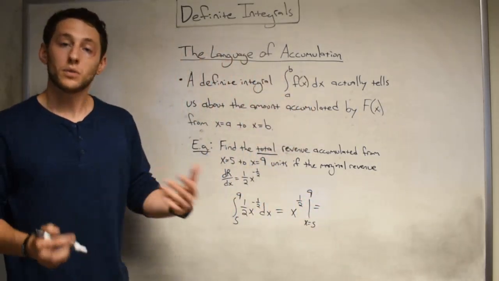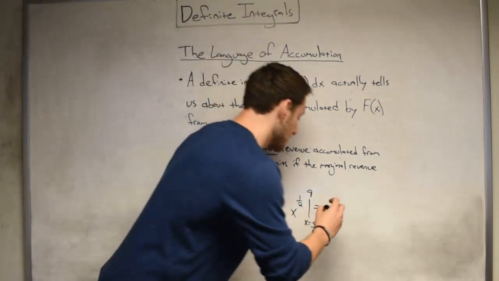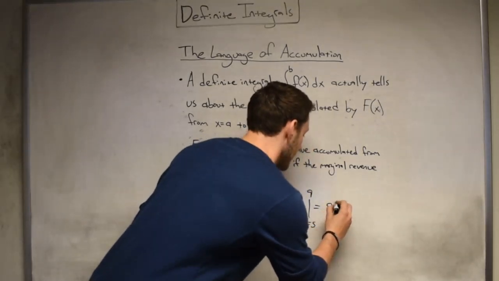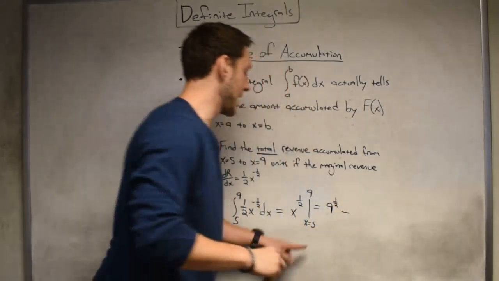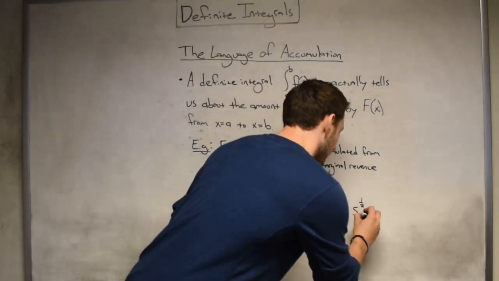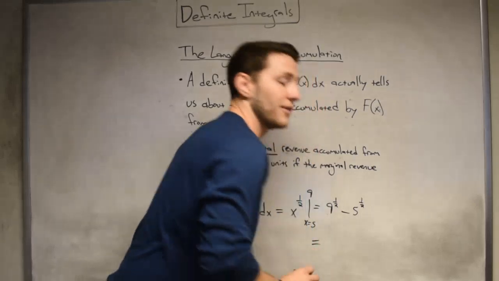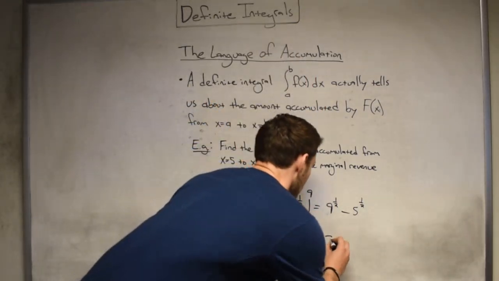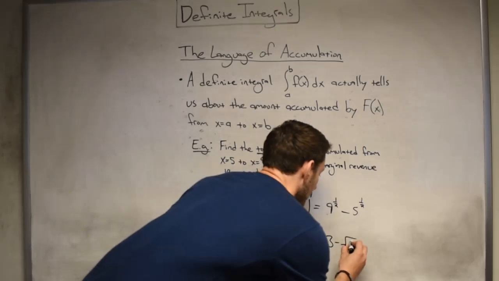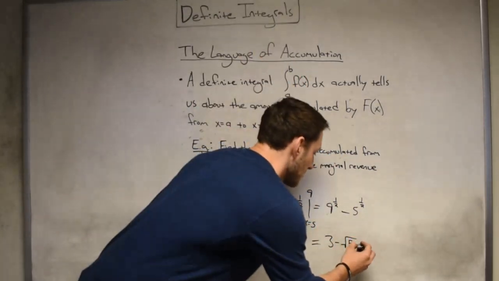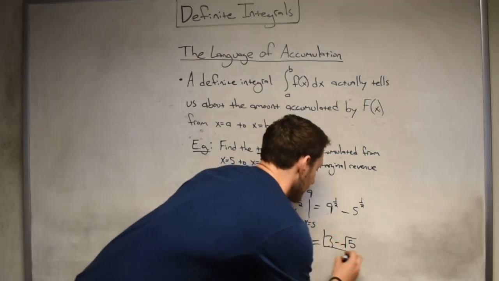So now, we just treat this as normal. Plug in your top number, so we get 9 to the 1/2, and we subtract it from the bottom number plugged in, minus 5 to the 1/2. Ultimately leaving us with kind of a non-satisfactory answer. 9 simplifies to 3, and then 5 doesn't really simplify down, so we get 3 minus square root of 5.